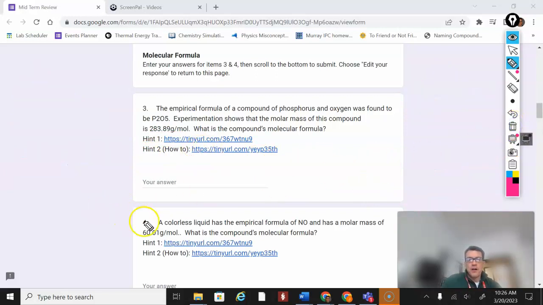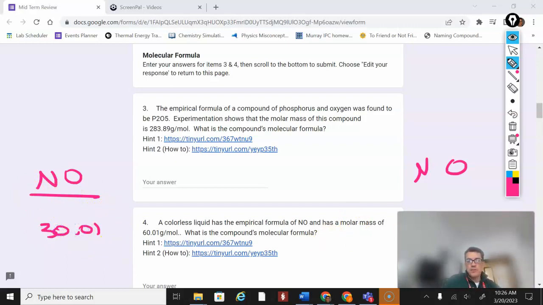multiply. Similarly, on number 4, if we wanted to find the molecular formula, 1 nitrogen and 1 oxygen, so the empirical formula is NO and has a molar mass of 60.01. So again, I've got an N and I've got an O, and it weighs 60.01. If I add up the nitrogen and the oxygen on the periodic table, that's going to give me 30.01.